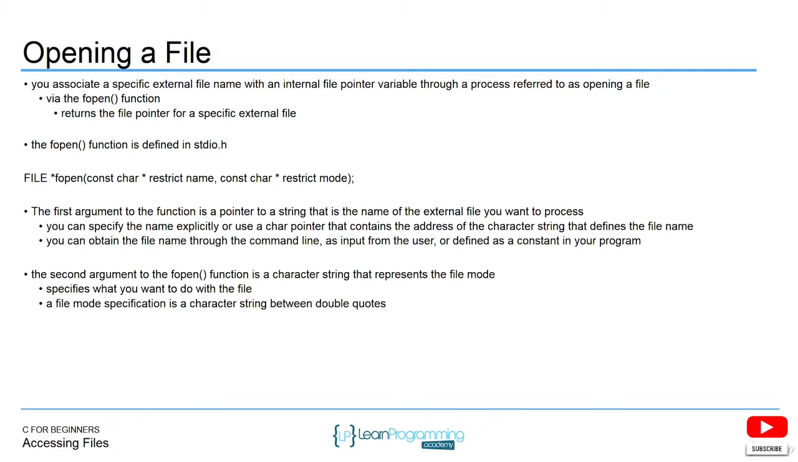So that will be inside double quotes. You can specify the name explicitly or use a character pointer that contains the address of the character string. So all this is saying is you could create a character string and assign it a literal text and then pass in the string to the function, or you can put it inside the double quotes right inside the function call. You can obtain the file name through the command line as input from the user as well, or define it as a constant in your program.